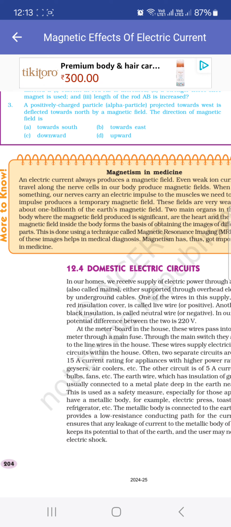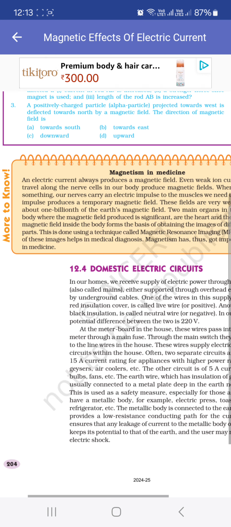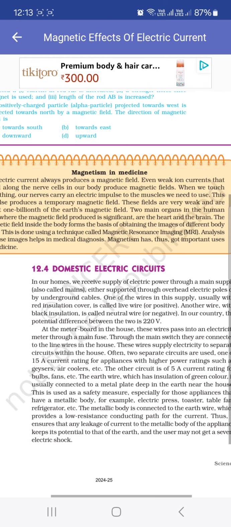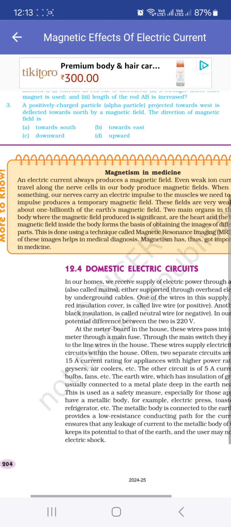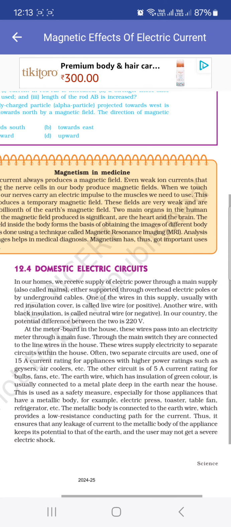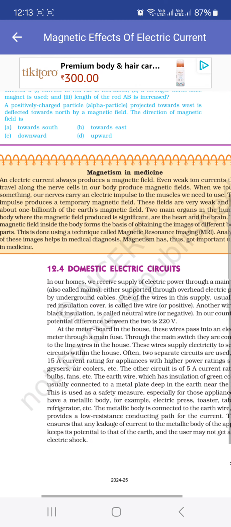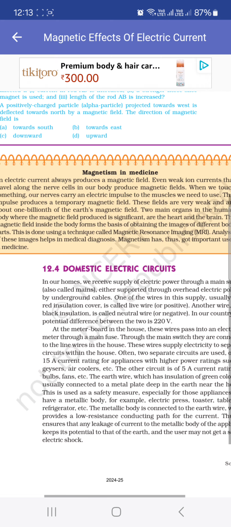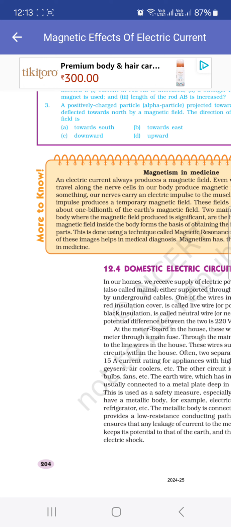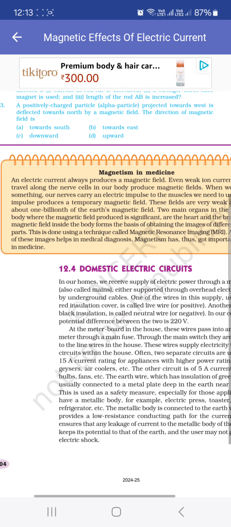Magnetism in medicine. An electric current always produces a magnetic field. Even weak ion currents that travel along the nerve cells in our body produce magnetic fields. When we touch something, our nerves carry an electric impulse to the muscles we need to use. This impulse produces a temporary magnetic field. These fields are very weak and are about one billionth of the Earth's magnetic field.